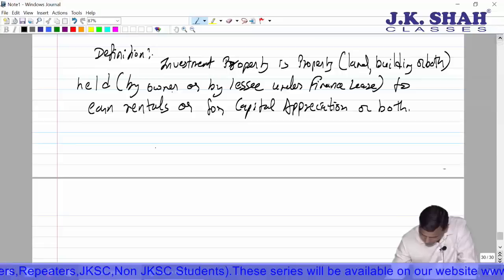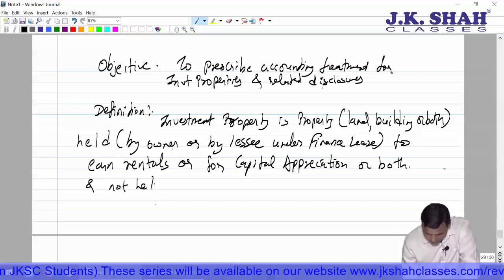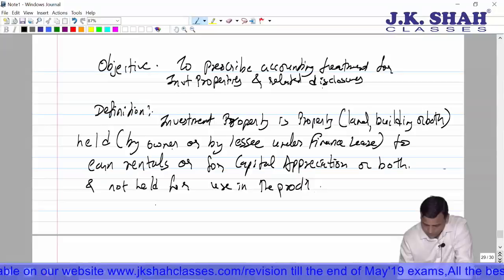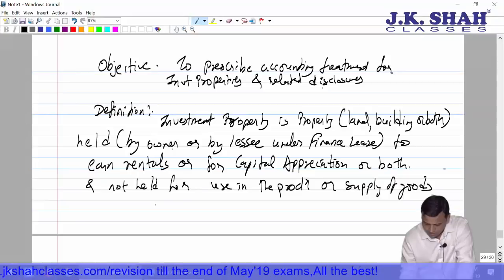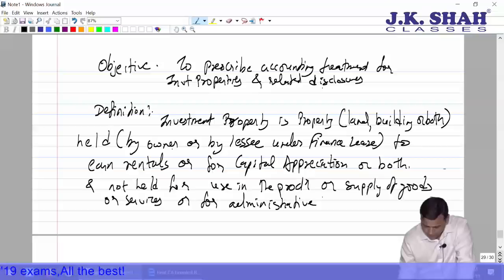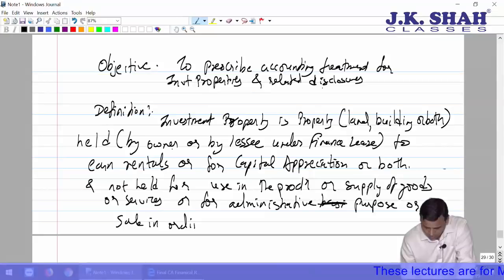And not held for use in the production or supply of goods or services or for administrative purpose, or sale in ordinary course of business. Now, let me explain.